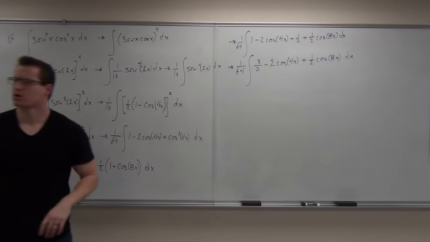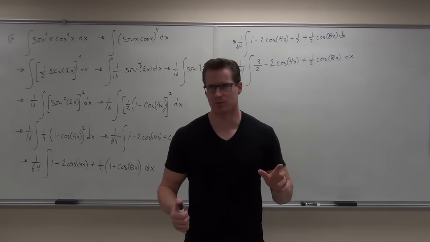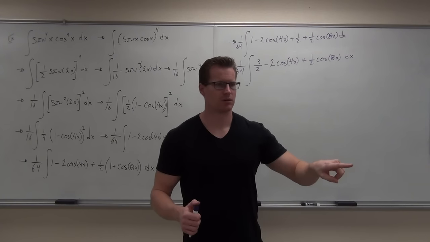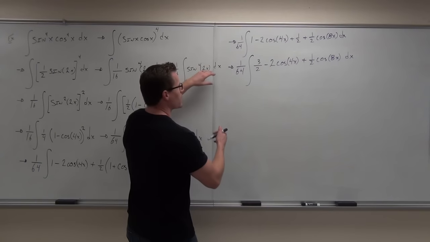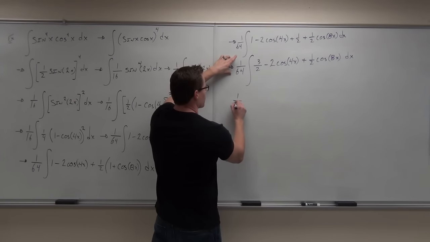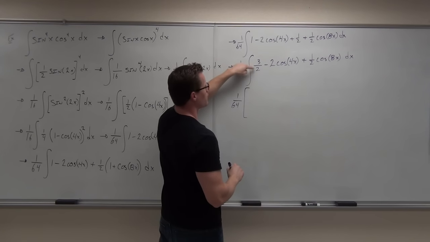When you do it, just be real careful with your constants. That's typical. I mean, almost nobody gets the integral of cosine wrong. You all know it's sine. It's the constants that are going to get you here. So don't lose track of stuff. We're going to have 1/64. We're going to have a big old bracket here. Let's integrate piece by piece. Integral of 3/2?